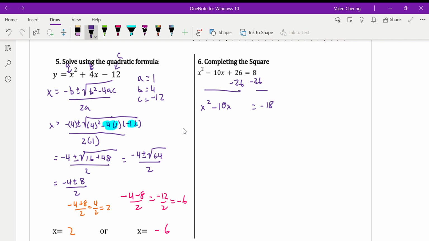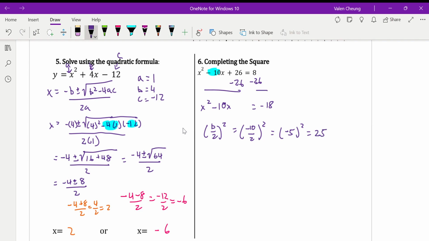Okay, now the next step we're going to do is create a perfect square trinomial on the left. And how we're going to do that is we're going to take that middle term, the b term, and go b divided by 2 squared. So our b term was negative 10. That's our b term, the middle term. So we're going to go negative 10 divided by 2 squared. Negative 10 divided by 2 is negative 5. Negative 5 times negative 5 is positive 25.